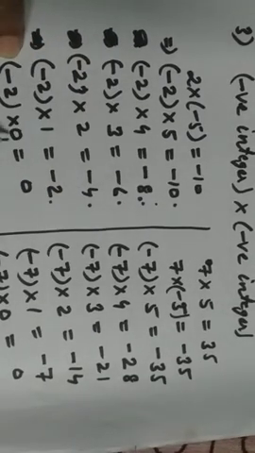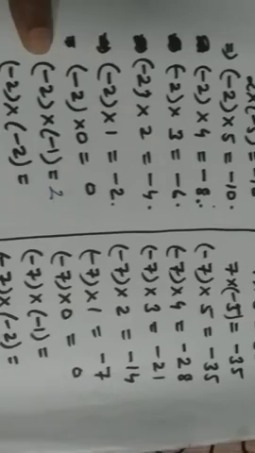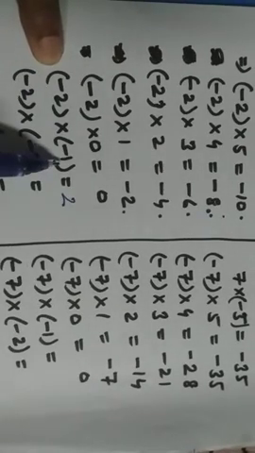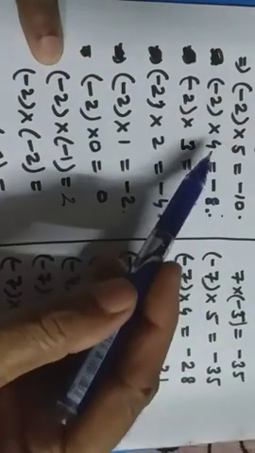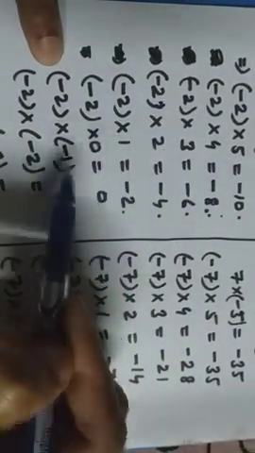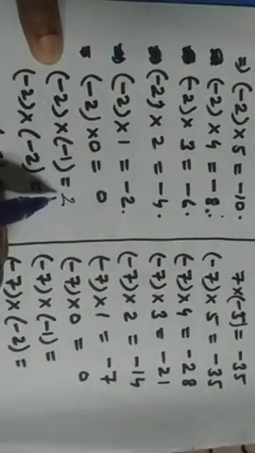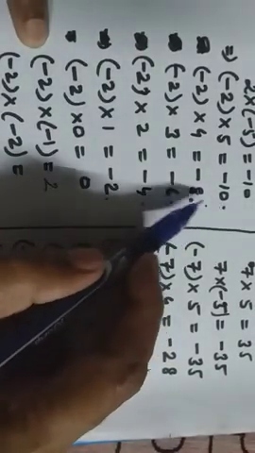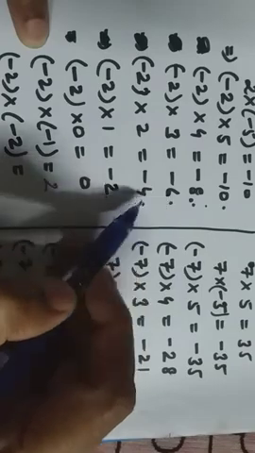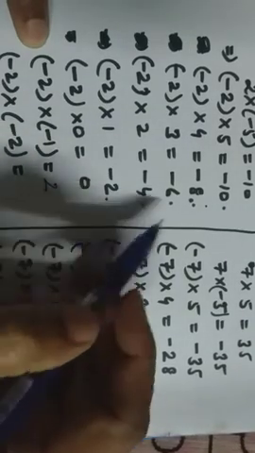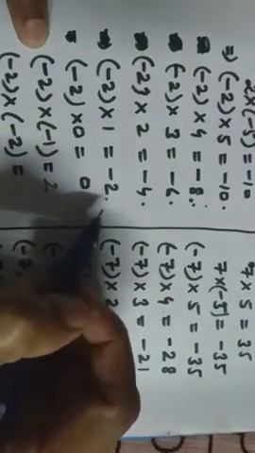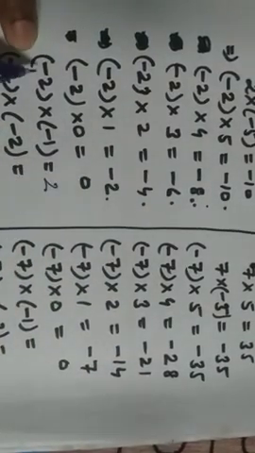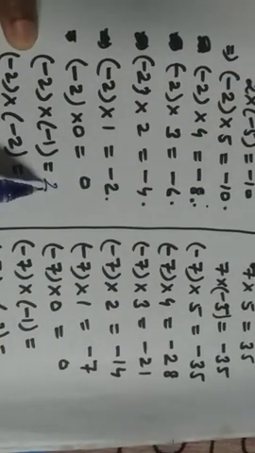So what will be minus 2 into 0? Everybody knows it is 0. Now what will be minus 2 into minus 1? We are just decreasing from 5, 4, 3, 2, 1, 0, then minus 1. Let us see. For that we have to check this pattern. Starting from minus 10, then we got minus 8, then minus 6, then minus 4, minus 2, 0. That means you can check that every time 2 is being added. So 0 plus 2 will be 2. That means minus 2 into minus 1 is plus 2.